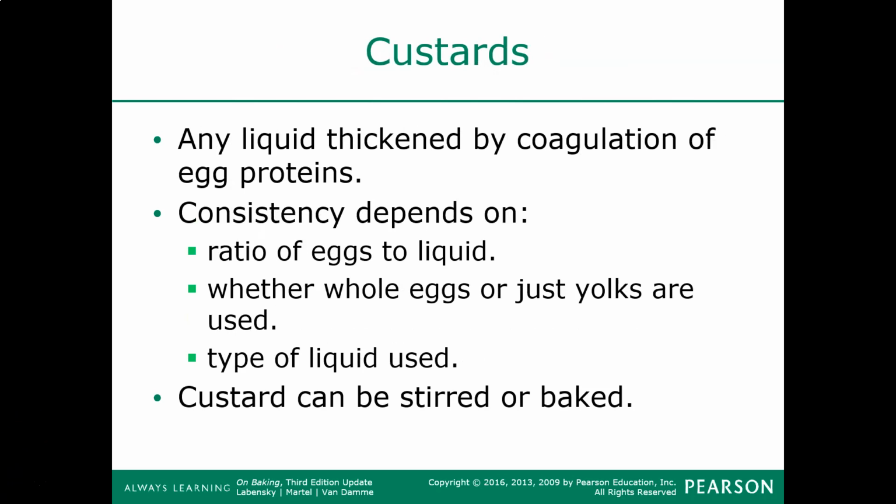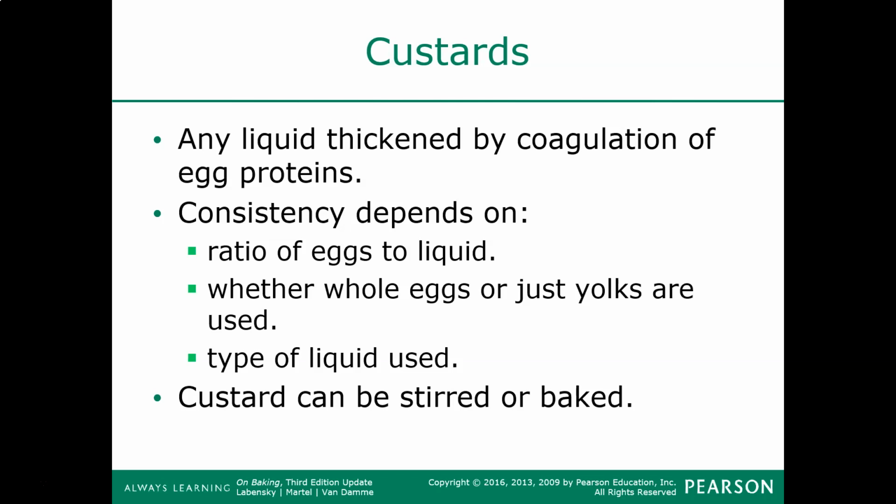Let's start off with custards. A custard is any liquid thickened by the coagulation of egg proteins. As you learned last year, proteins coagulate, forming a network of tight bonds. When heated, undiluted egg proteins solidify into a tight mass at about 160 degrees Fahrenheit, 71 degrees Celsius.